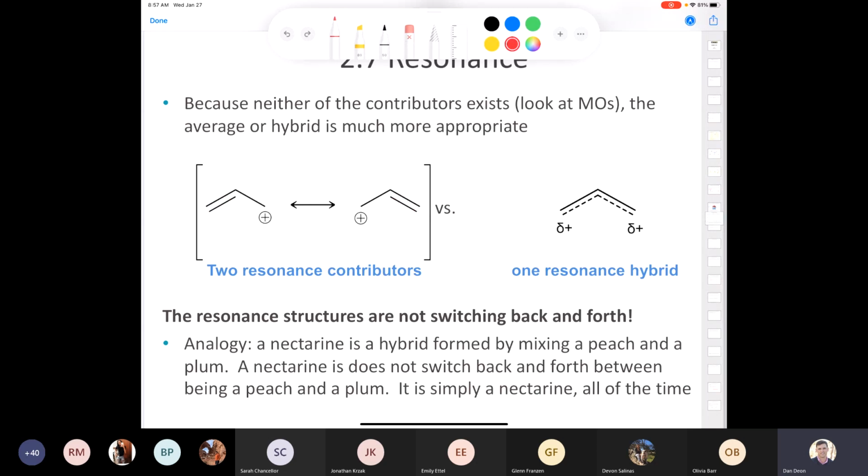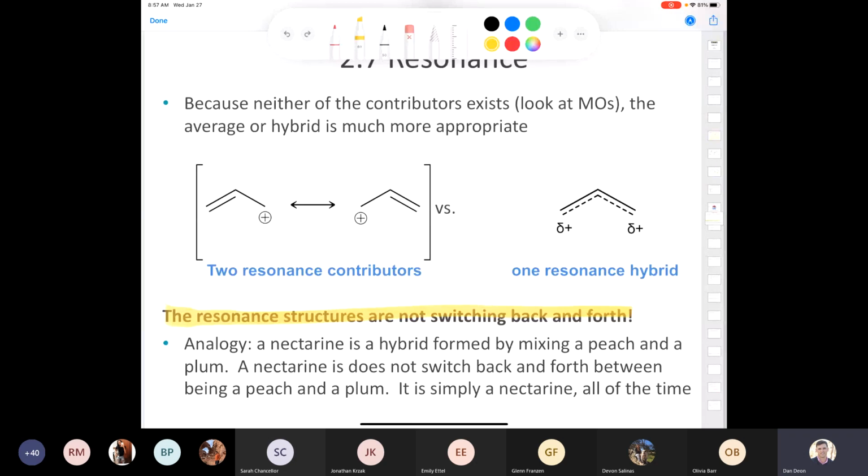And so instead of drawing a single pi bond, we draw this dashed line here to represent the pi bond. And instead of drawing an actual full formal charge, we draw a delta plus, which just means a partial positive charge. And we call that the resonance hybrid. It's important that you understand that resonance structures are not vibrating or switching back and forth. It's not here and then it goes back here. No, these are just representations of the overall hybrid of the molecule.